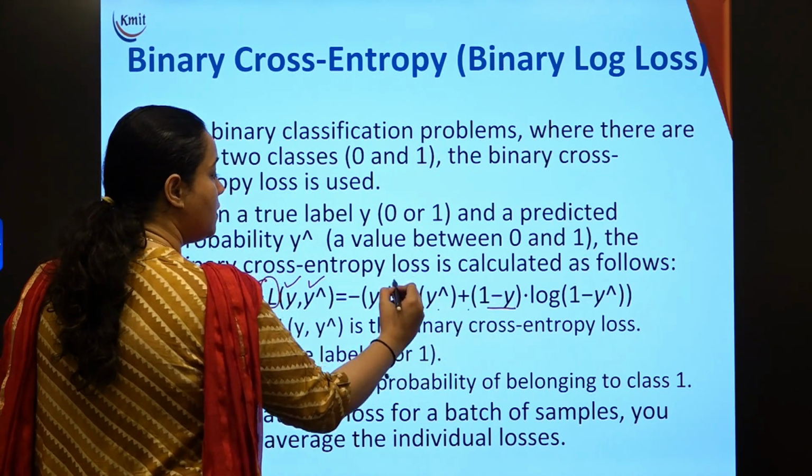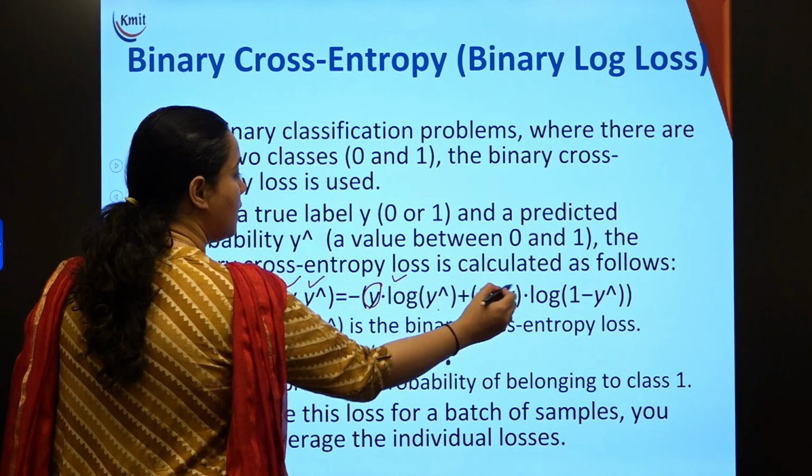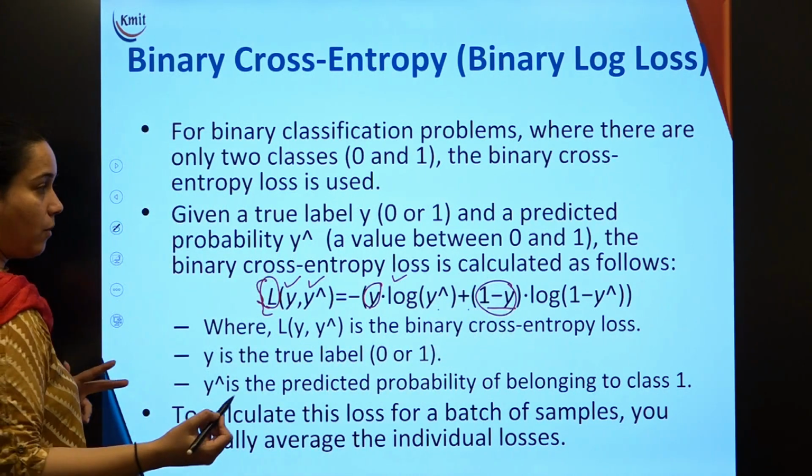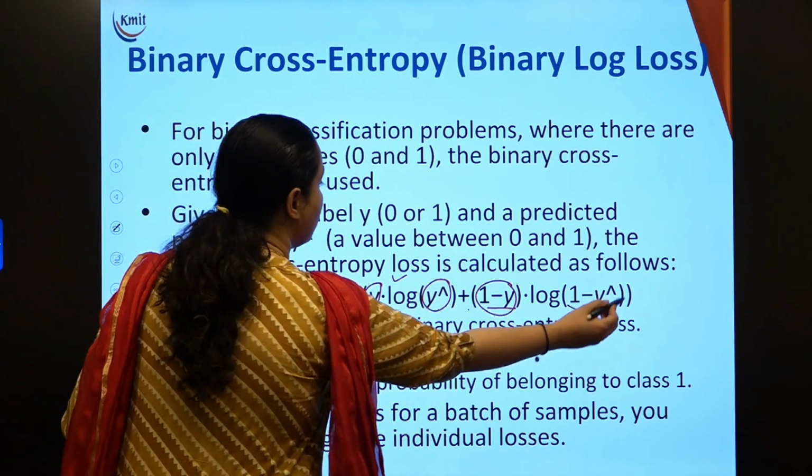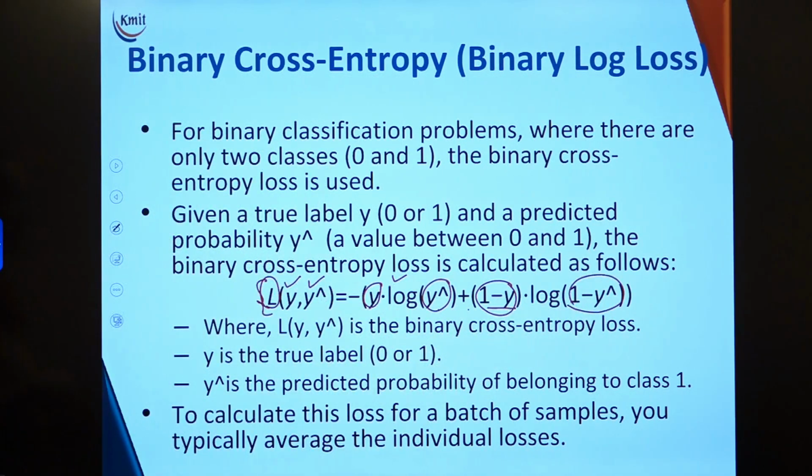Why this 1 minus y? This is one class y, the second class will be 1 minus y. We are talking about probabilities. Similarly, log y cap, the other one will be log of 1 minus y cap, and you are going to add them together. So this is called the binary cross entropy loss.